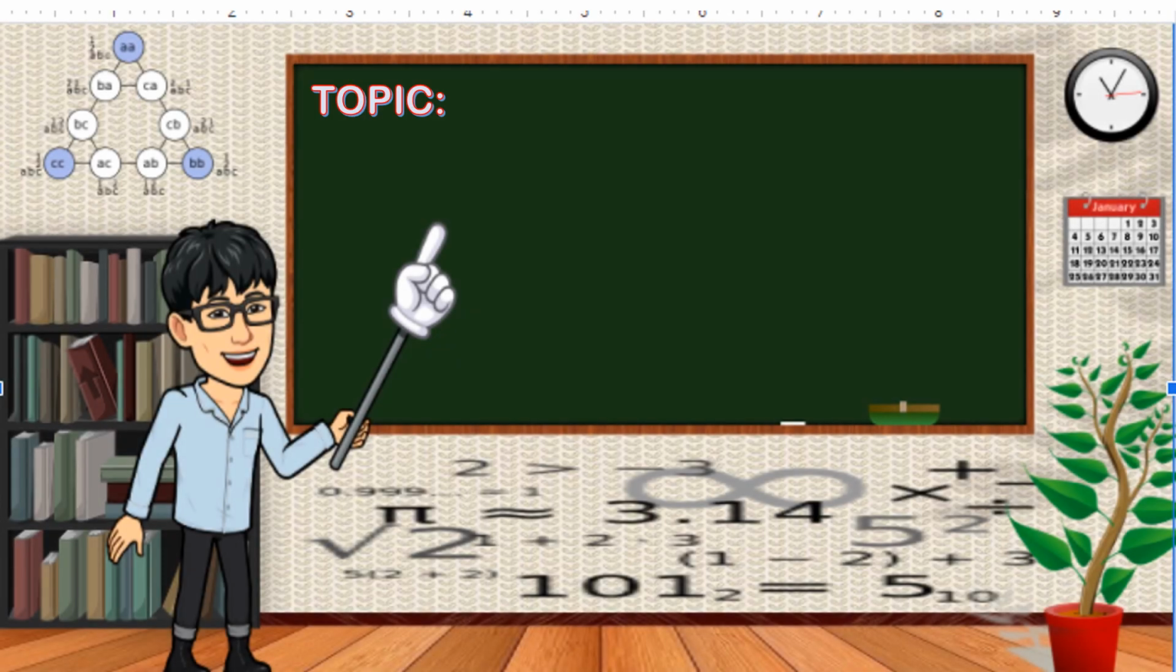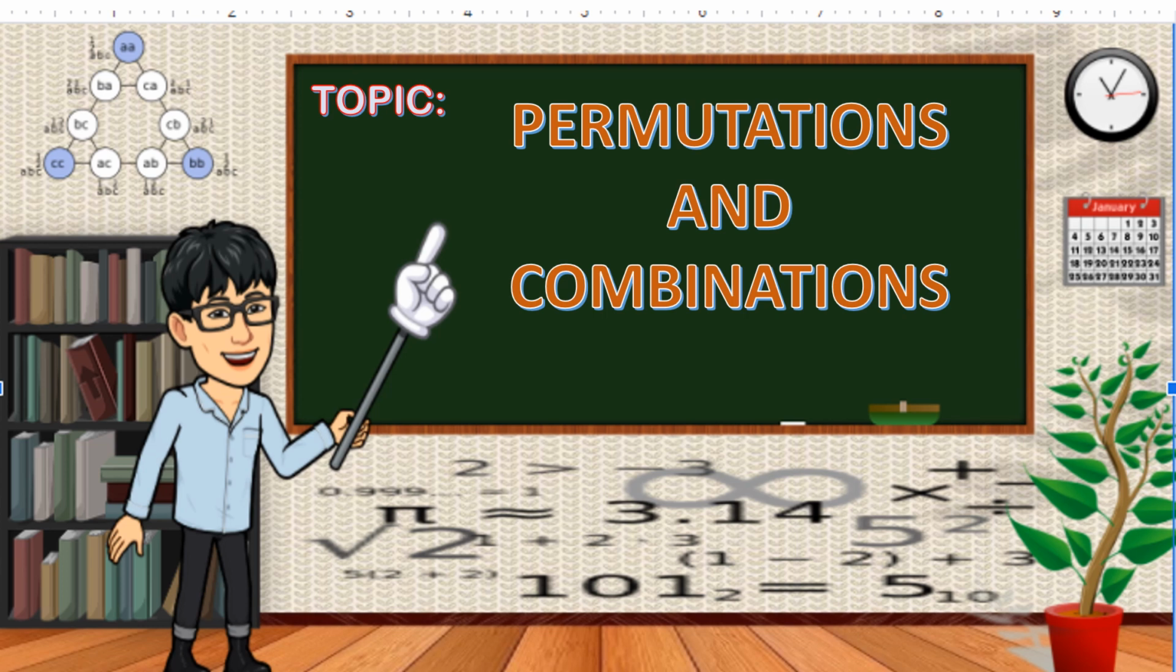Ngayon naman ay tatalakayin natin kung paano malalaman ng isang word problem ang may kaugnayan sa permutation o combination. Handa na ba kayo?